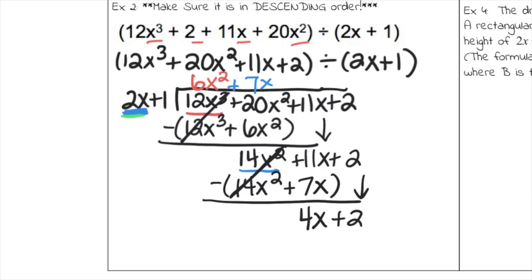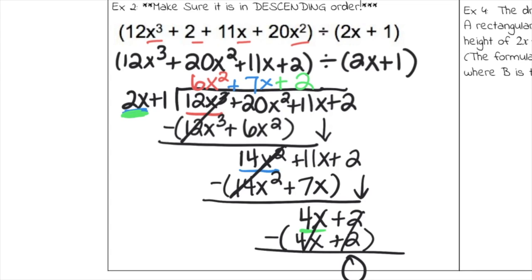And one more time. So what do I need to multiply 2x by to give me 4x? So if I'm going to be multiplying 2 times 4, and we already have an x, so that's going to be plus 2. Okay, so 2 times 2x is going to give me 4x. 2 times 1 is going to give me plus 2. So subtract those. So again, I have a remainder of 0.